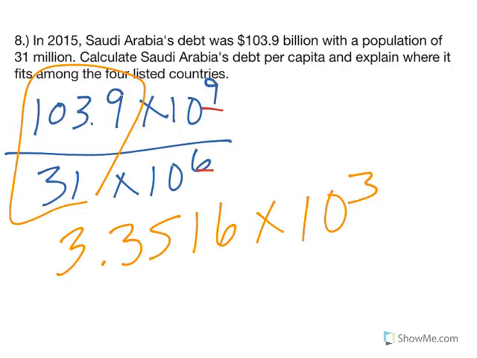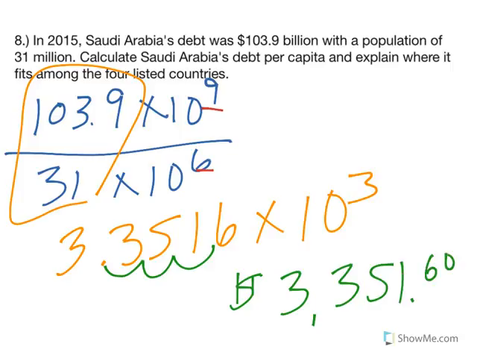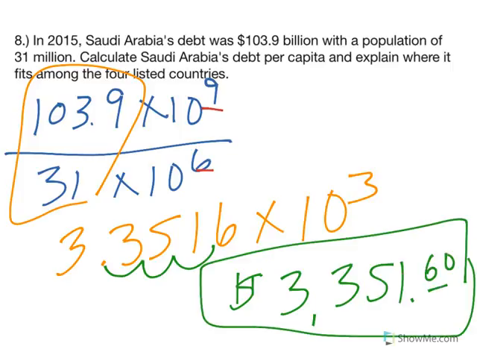Well, that's not how we talk about numbers. So if I move my decimal 1, 2, 3, I end up with $3,351.60. So they would fit kind of in the middle. Well, not directly in the middle. Russia is smaller. Turkey is slightly bigger. So it would fall between Russia and Turkey in terms of total debt per capita. And that's the end of the video.